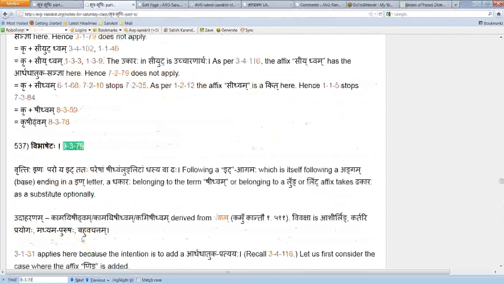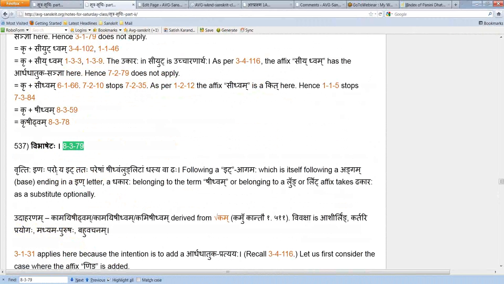It says that inaf paraha yaha it. So what should we have? We should have an in letter followed by a it agamaha. Tataf paresha shidham lung litam dasya vadhaha.